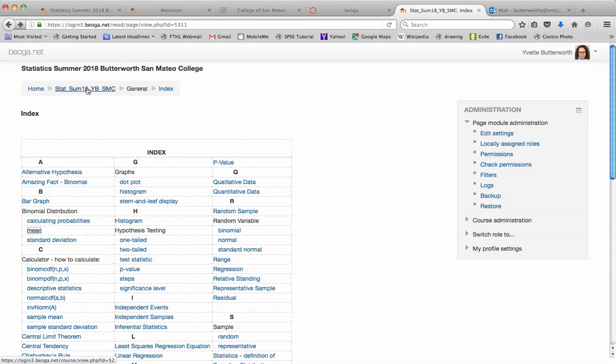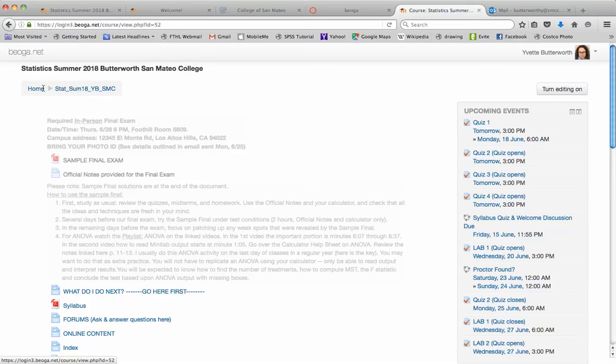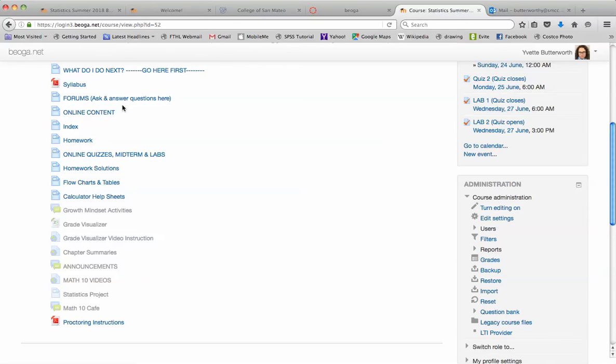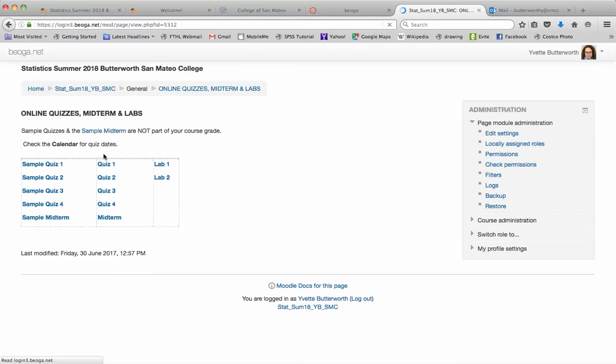Now if I go back up here again, remember that this is kind of my file system here, and I come back to the Stats Summer YB SMC. You shouldn't have to ever use your home key. I have a bunch of Beoga classes, kind of like I do with Canvas, so I have a home with different things in there, but you'll just have this one. So right now we want to look at the online quizzes, midterms, and labs. Take a look at this one.